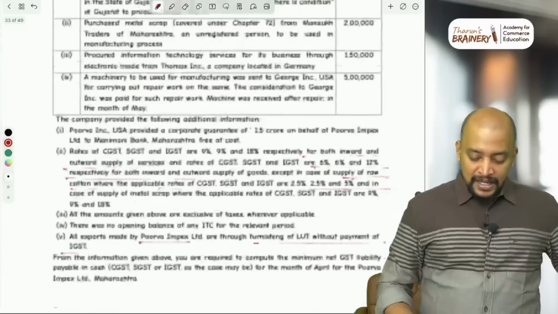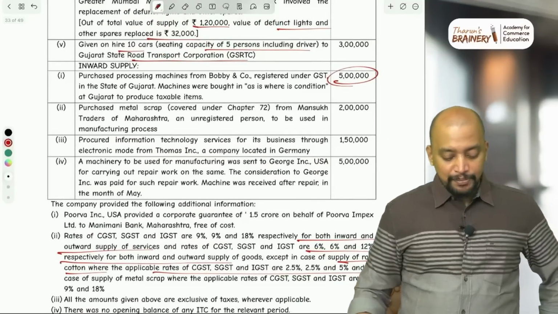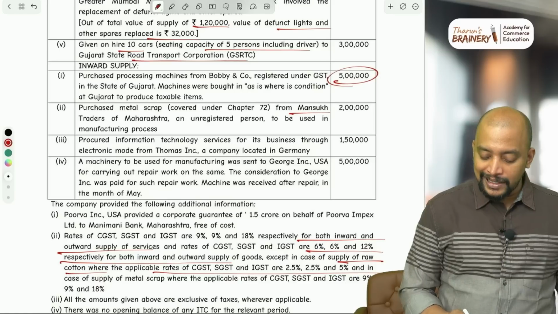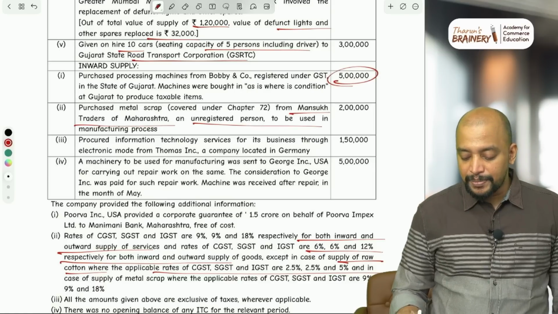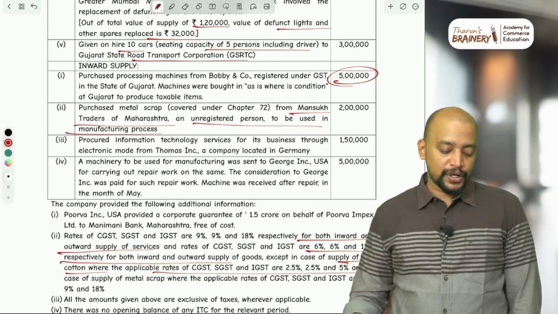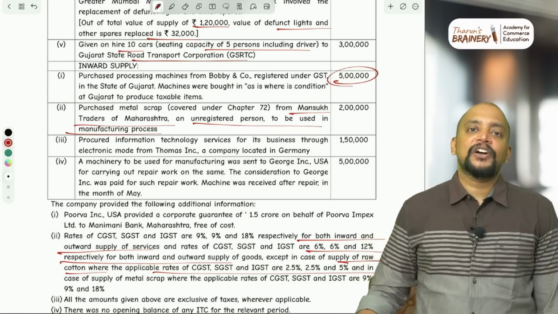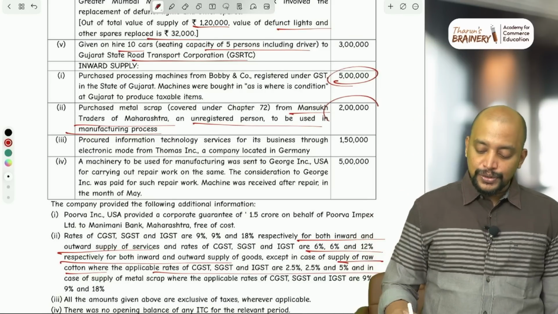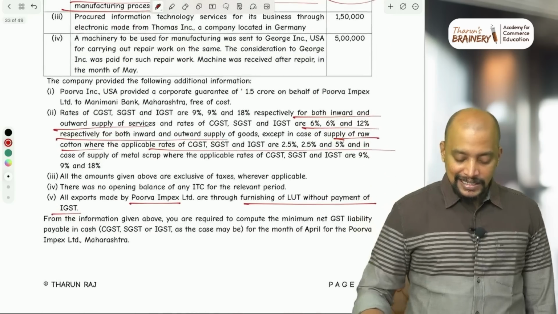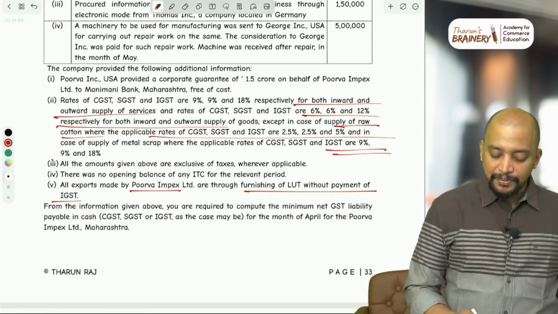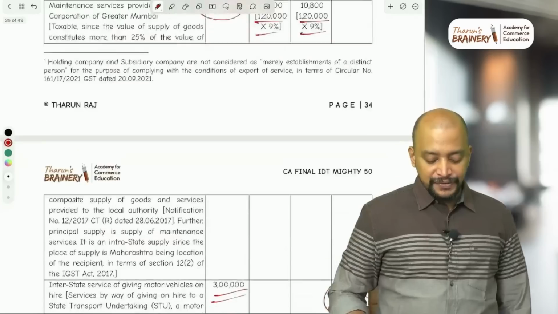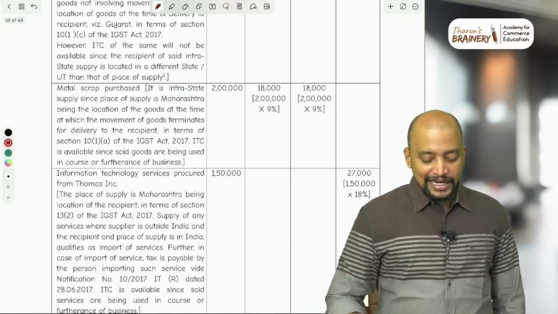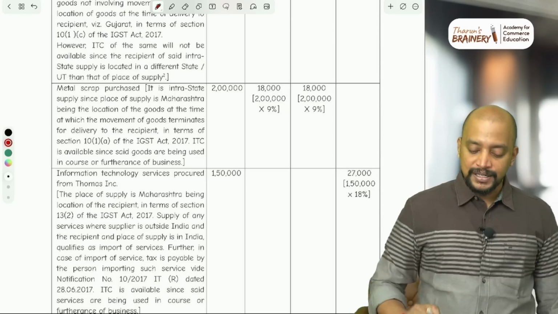Then next one, related to metal scrap. Purchased metal scrap covered under chapter 72 from Manshuk Traders of Maharashtra, an unregistered person, to be used in the manufacturing process. Supply of metal scrap by an unregistered person to a registered person is covered under RCM. So on this 2 lakhs, we need to pay GST under RCM. The rate given is 9%, 9%, 18%. So first we keep it under RCM liability, and it will also be taken in ITC as well, both treatments.